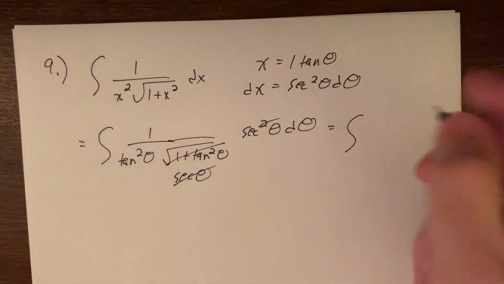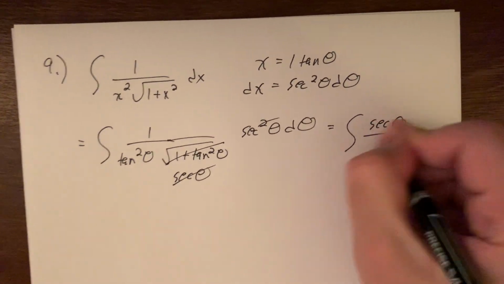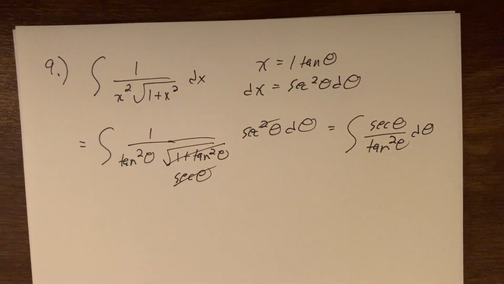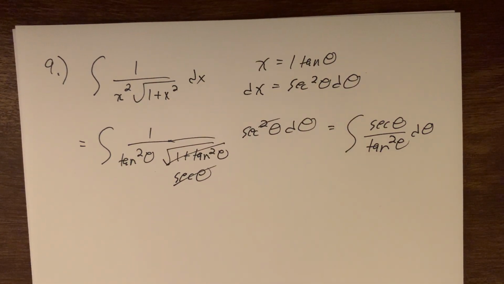The rest of the cleanup I have secant over tangent squared. Hey, don't look too far. Again, coincidences, everybody. The little things that happen. Number 8 and number 9, completely different looking integrals. But both number 8 and number 9 ended up with secant over tangent squared.